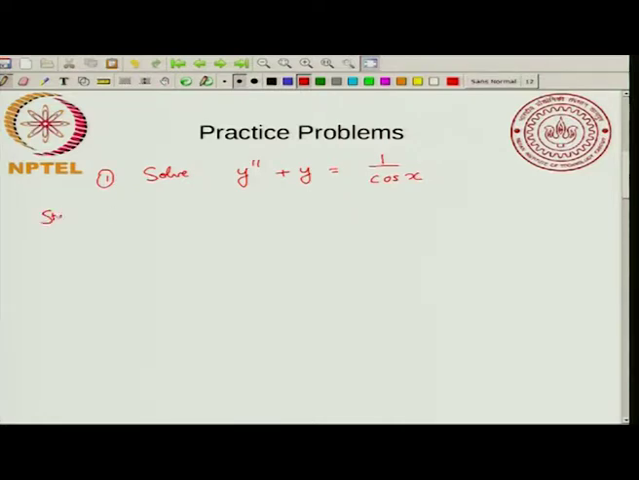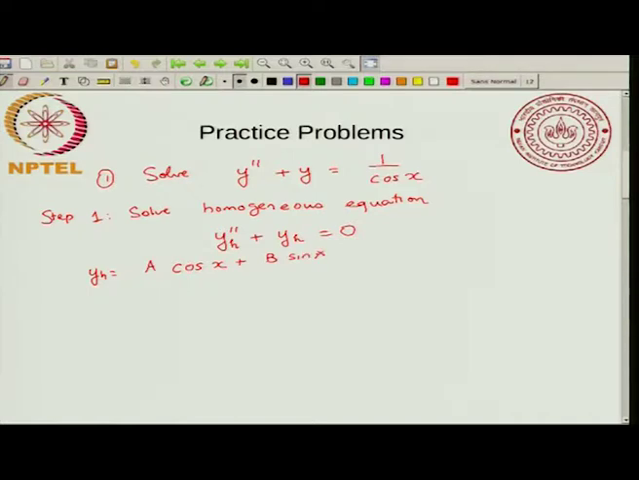So step 1, solve the homogeneous equation. The homogeneous equation is y_h double prime plus y_h equal to 0. This is your homogeneous equation, where I just put the right hand side equal to 0 and I replace y by y_h just to indicate that it is a homogeneous equation. And I can write the solution as y_h is equal to a cos x plus b sin x.